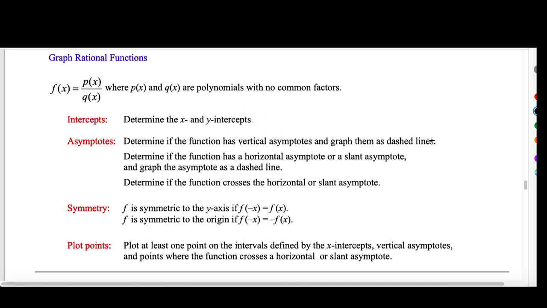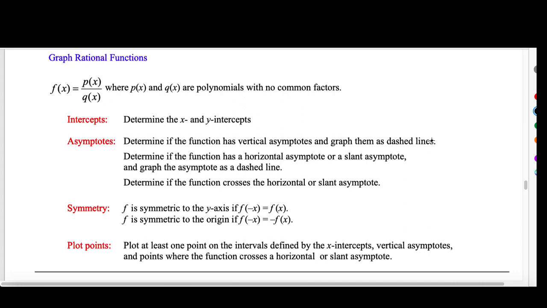Other things that can be helpful, right? Doing a symmetry test, checking to see if the function is an even or an odd function, to see if it exhibits symmetry relative to the y-axis or the origin. That's a fairly simple thing to do, and if a function does exhibit symmetry, then it can make the graphing process simpler, right? Because there's less of the graph you have to figure out because of the symmetry.